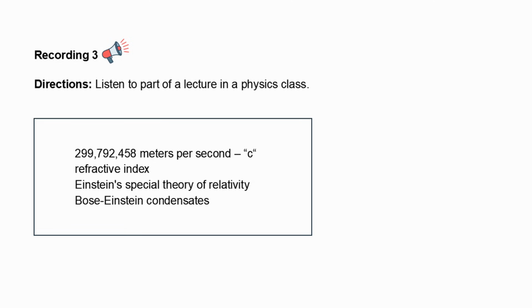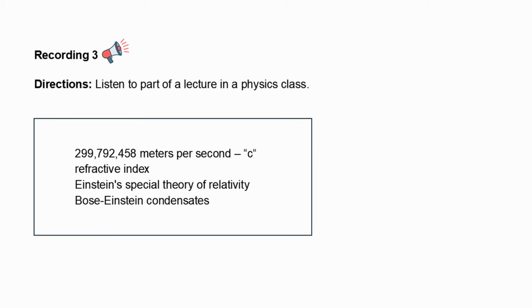When physicists refer to the speed of light, we're typically referring to the speed of light in a vacuum, which is approximately 299,792,458 meters per second. That's a mouthful, so we usually just say c. That's the symbol we use for the speed of light constant. But here's the thing that often confuses students.